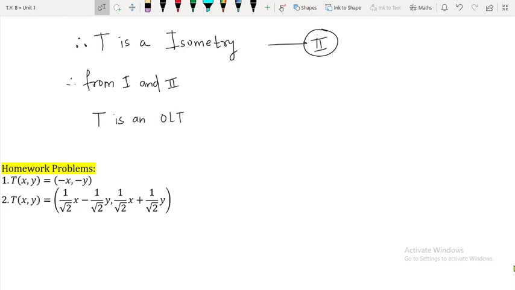In paper don't write OLT, okay, and here we have used a theorem, so we are supposed to state that in the exam. So that's it.